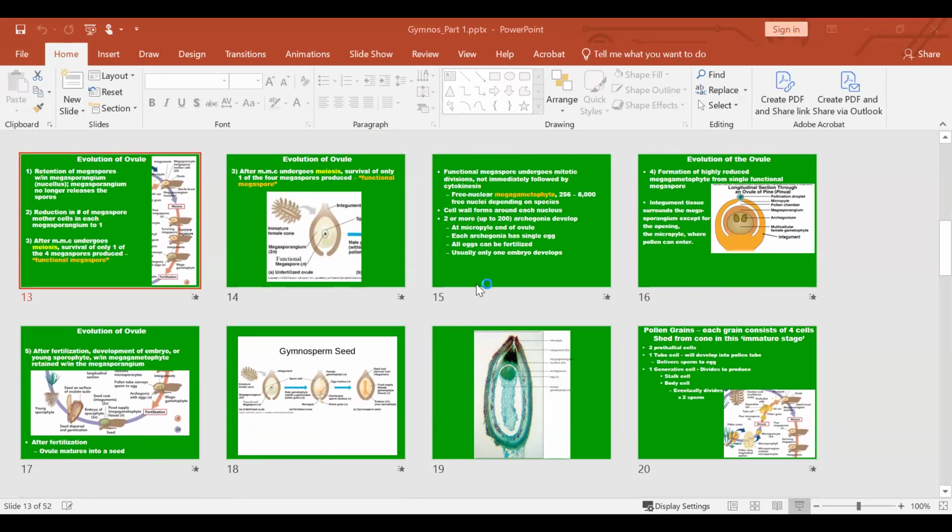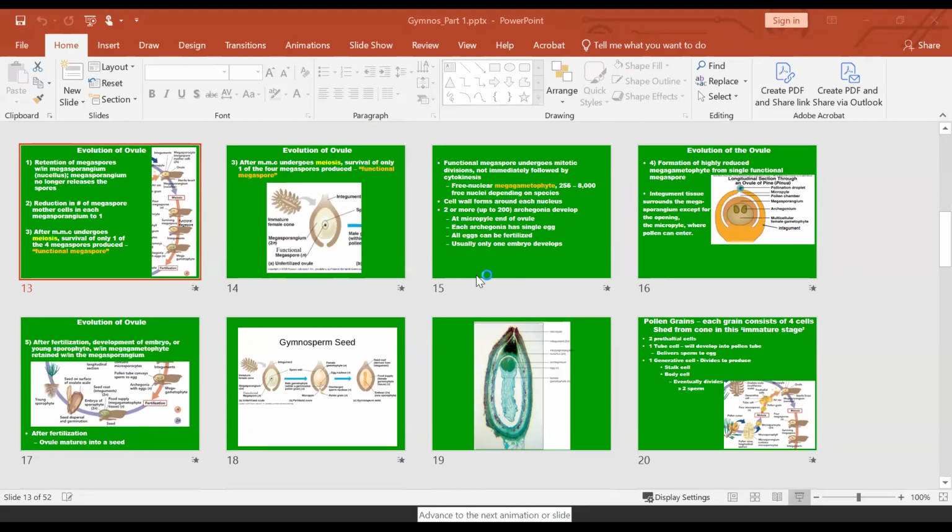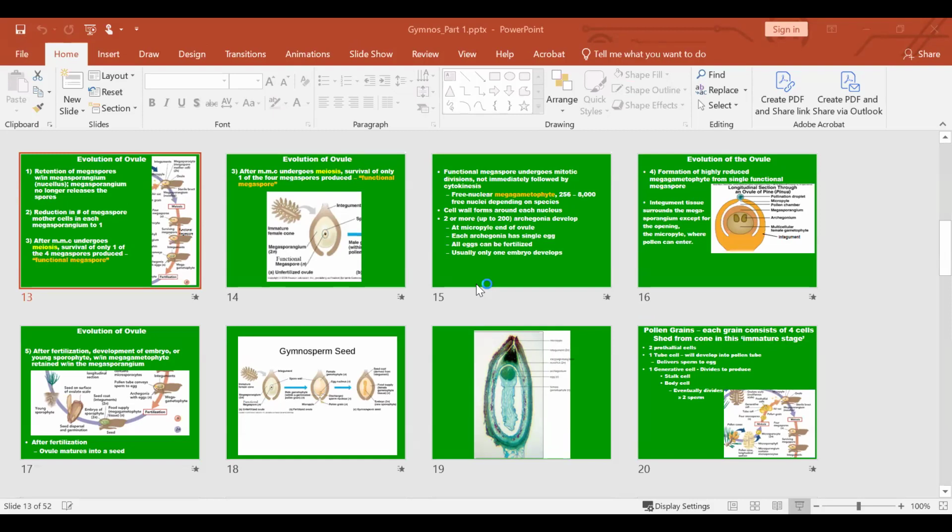So we need to zoom in to the ovule and think about what's going on with the megaspore. Now we see a big reduction in the number. How many megaspores are we talking about with the gymnosperm? Just one. Now that's another reason why they protect it so well. You see the megaspore, what they call the megaspore mother cell, just one.